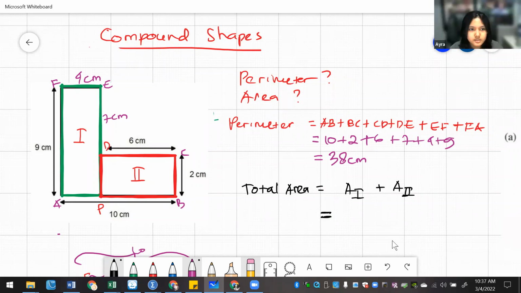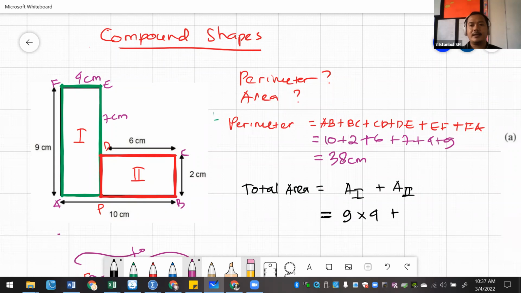9 times 4. Okay, very good. Okay, now I'm gonna go to Ali. Ali, how about the second shape? Yes, Pak. What is the area of the second shape? This red rectangle. How will we calculate that?